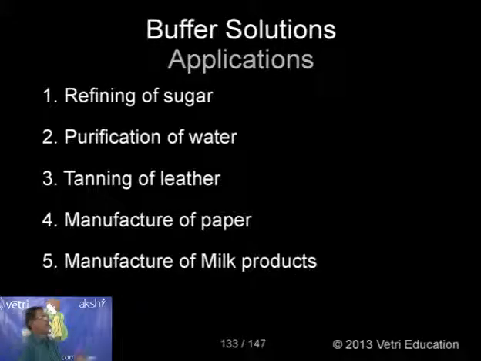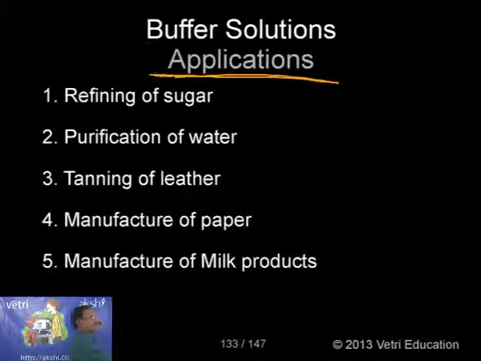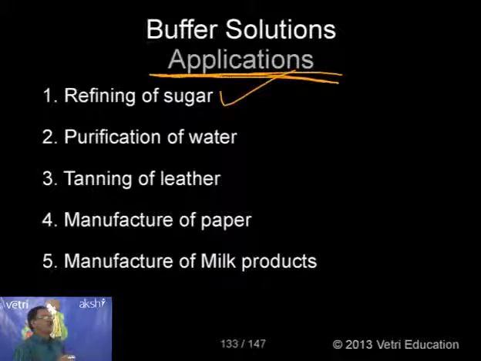Finally, I am coming to applications. What are the advantages and applications of using buffer solutions? We use buffer solution for refining of sugar. This is the industrial point of view, industrial applications. To refine sugar, we use buffer solutions. I am not going into detail, I am just mentioning it.